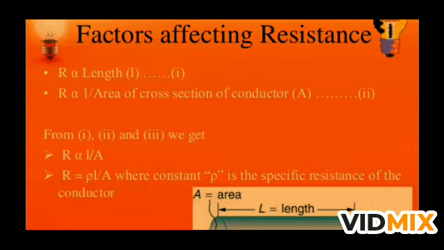So if you see the first and second relations, from that you can combine them into R is proportional to L upon A, or we can say R is equal to rho L upon A, where rho is a constant and it is called specific resistance or resistivity of the conductor.